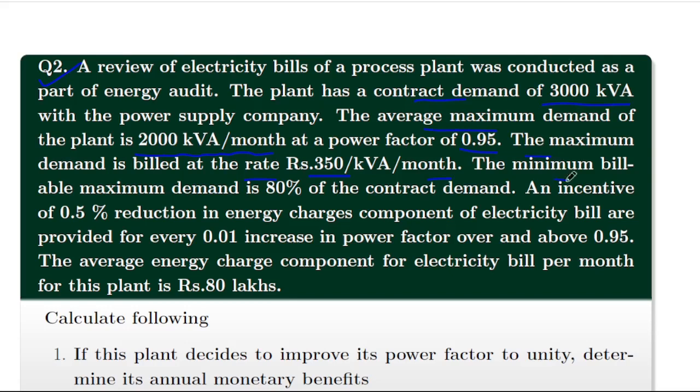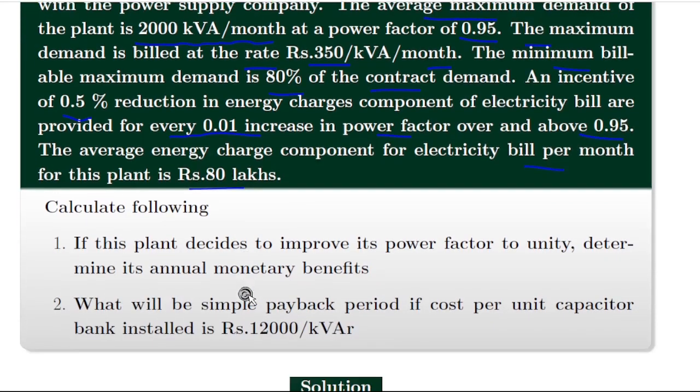The minimum billable maximum demand is 80% of the contract demand. An incentive of 0.5% reduction in energy charges component of electricity bill is provided for every 0.01 increase in the power factor over and above 0.95. The average energy charge component of the electricity bill per month for this plant is Rs 80 lakhs. So here we have to calculate the following.